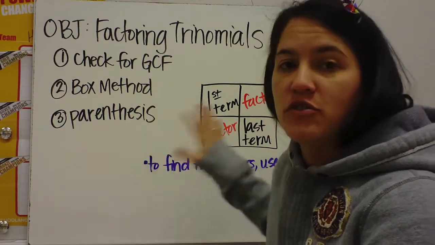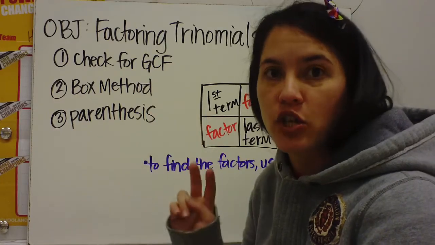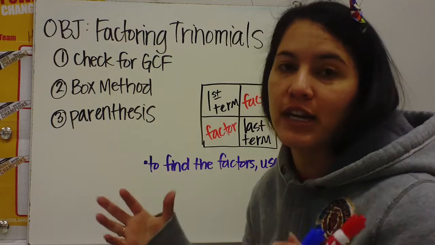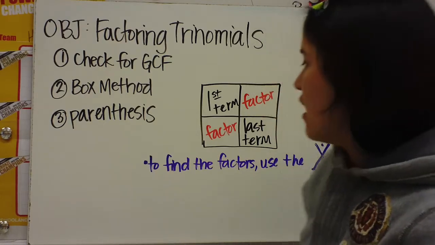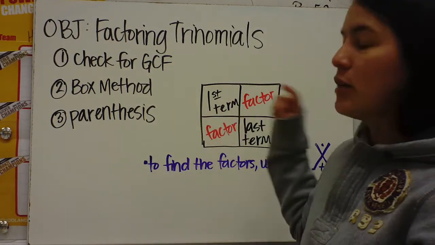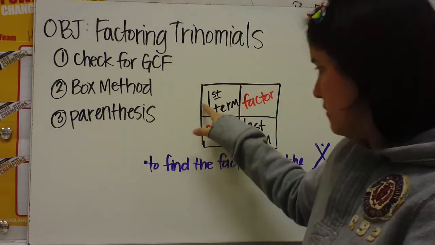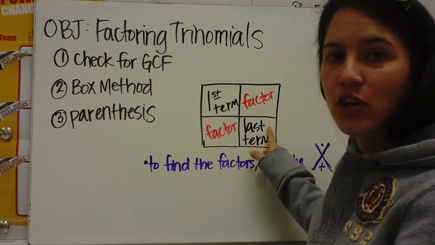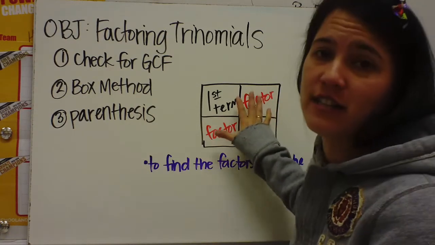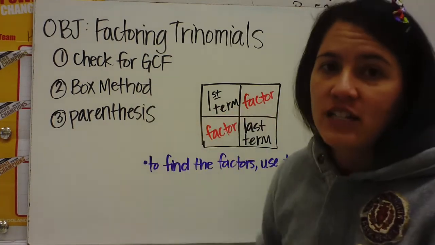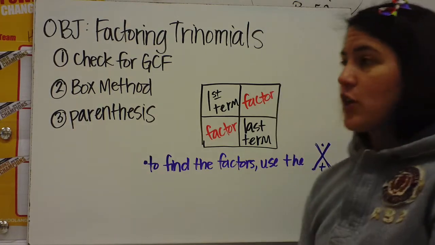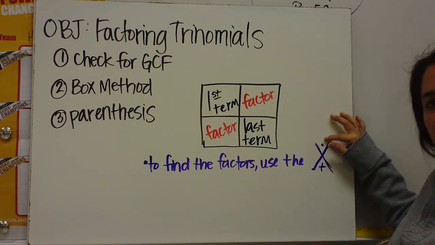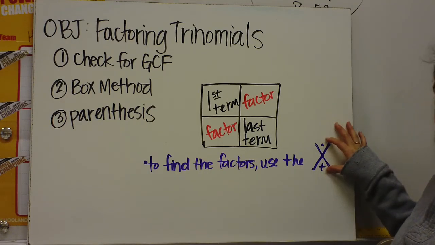And then once you figure it out and use the box method, then you're going to break them up into two parentheses. So the idea is you're going to have a trinomial, and then we're going to break it into two binomials. And here's your box method. You're going to put the first term right here, the last term here, and these are going to stay blank for a minute. And to find those factors, we're going to use like this X. And so I put a multiplication dot at the top and an addition sign right here to help you remember.